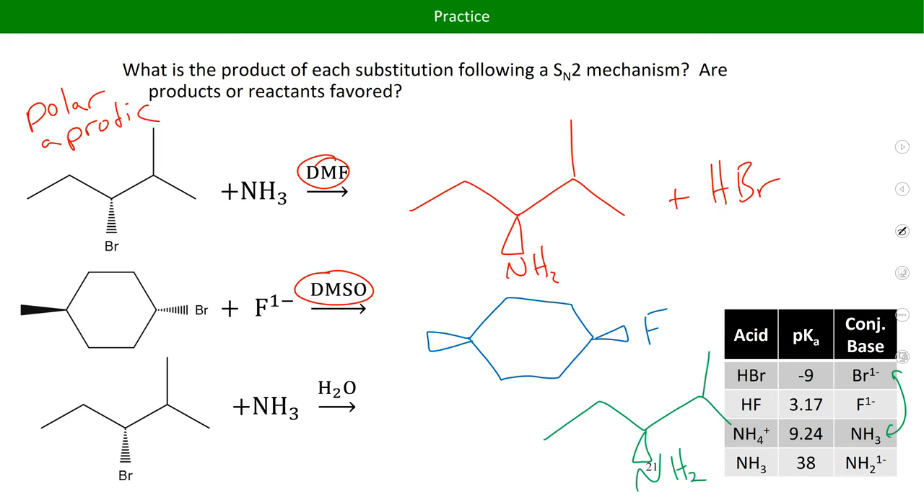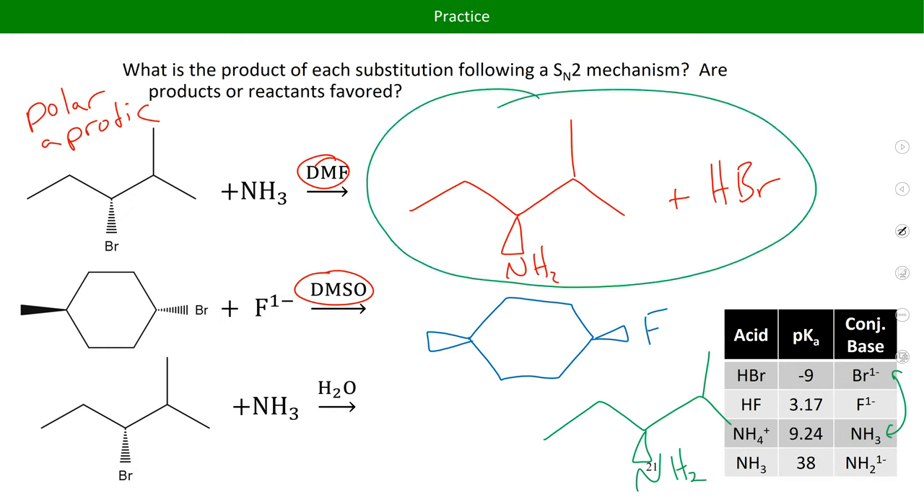So in this case, aprotic solvent means stronger base is a better nucleophile. The weaker base is the better leaving group. So we would favor the product side pretty strongly. If you look at the difference here, it's not as strong of a nucleophile as it might be, but it's still 10 to the 18 times. We would expect K for this reaction to be about 10 to the 18, favoring the product pretty strongly.